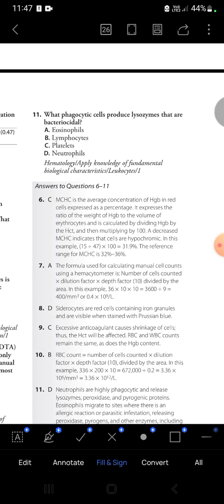So how do we find the MCHC? The formula is calculated by dividing hemoglobin by HCT and multiplying by 100. We divide hemoglobin by HCT and then we multiply it by 100. That is the formula for MCHC: hemoglobin divided by the HCT into 100.